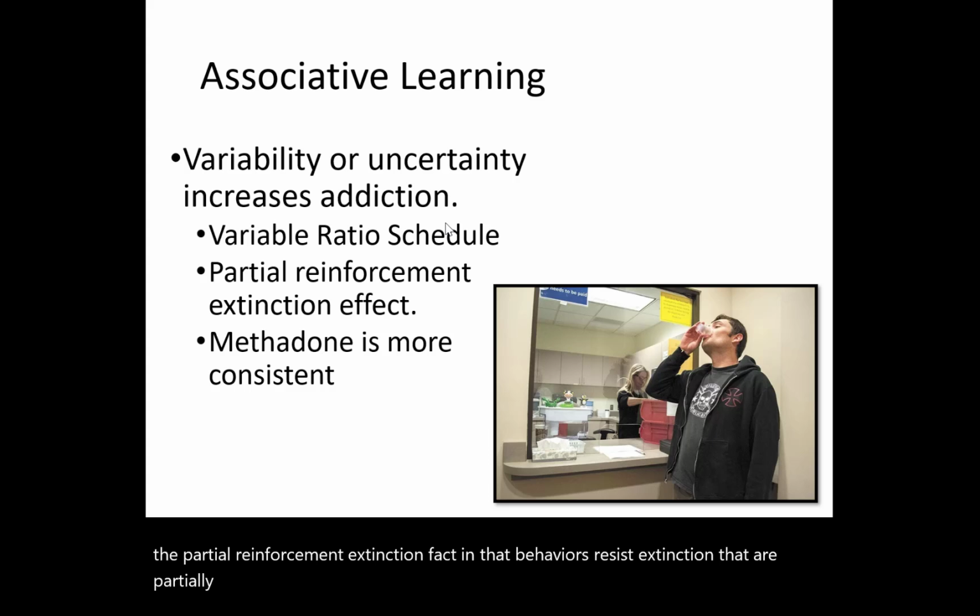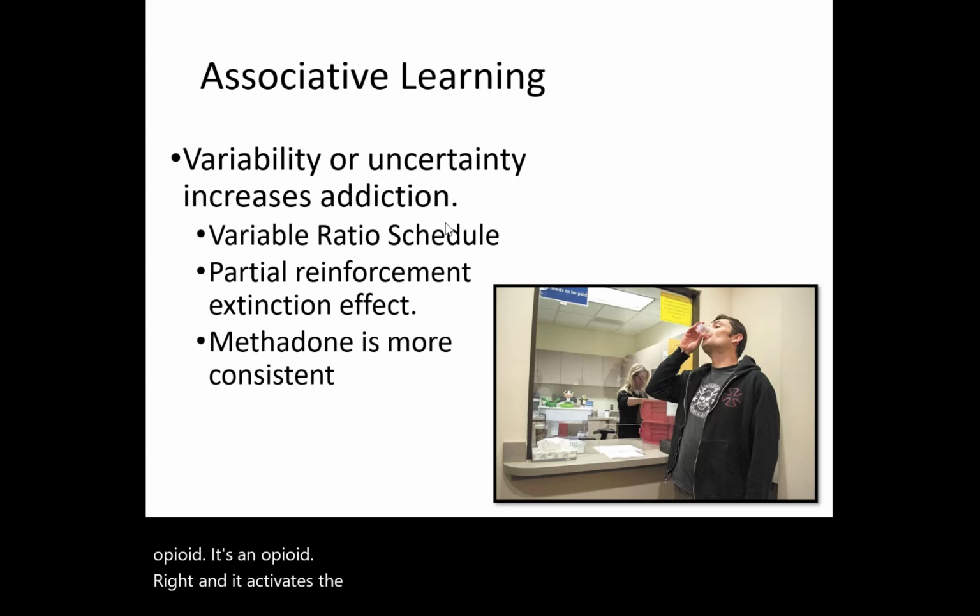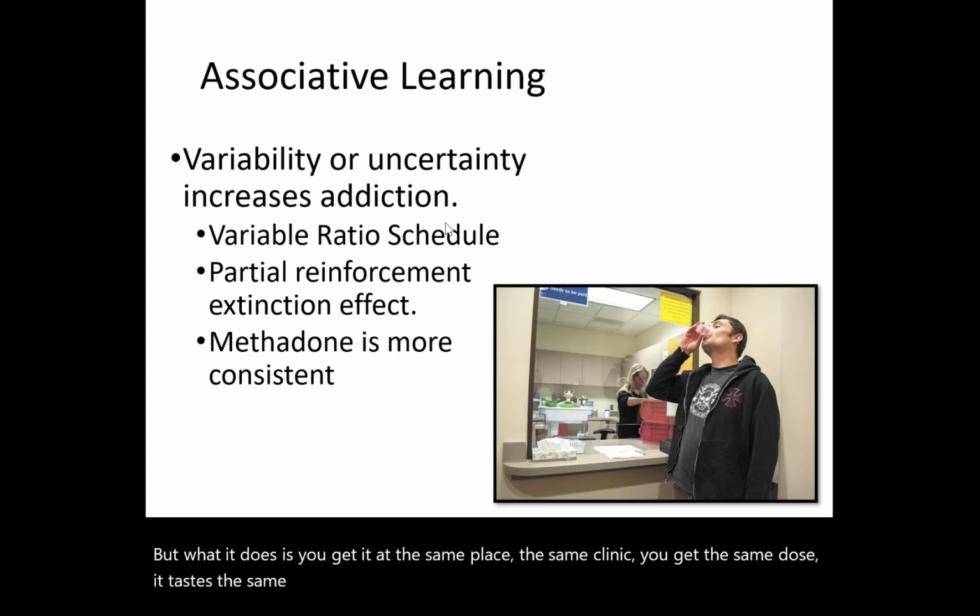So methadone is a treatment for opioid addiction. Methadone is an opioid, right? And it activates the opioid system. But what it does is you get it at the same place, the same clinic. You get the same dose. It tastes the same. There's the exact same amount. You reduce the variability, and so methadone addiction is less prevalent.